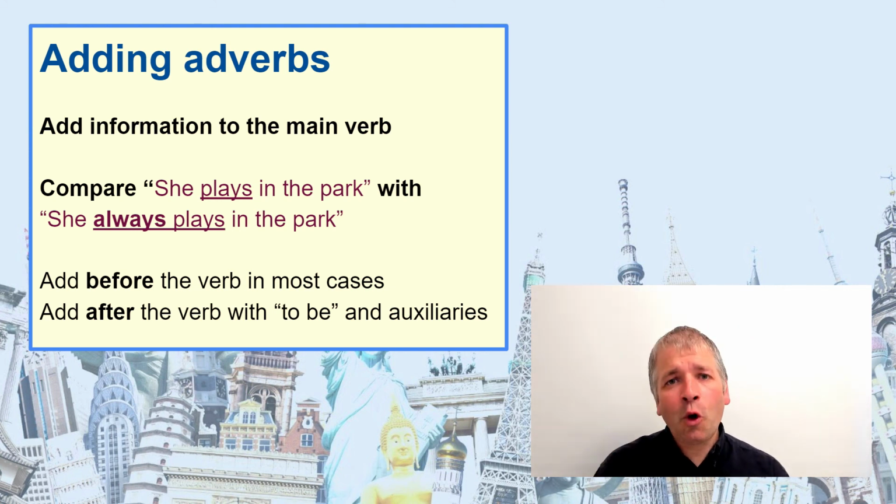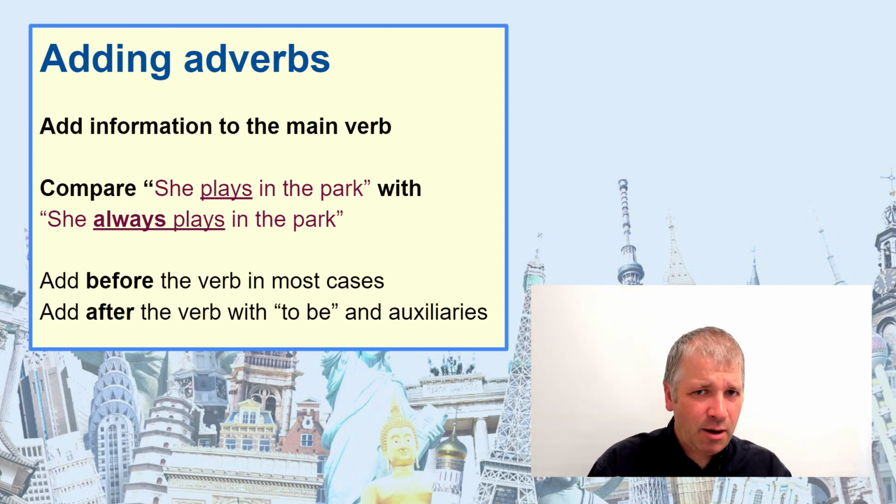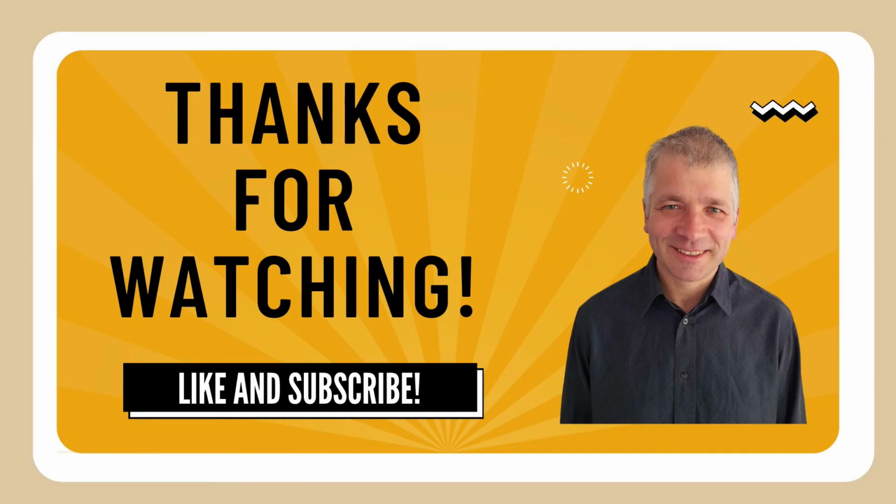So those are four ways that we can make a verb phrase. It's important to know this, because when we're identifying the main verb in the sentence, it's important to know where the verb phrase starts and where the verb phrase ends. So make sure you're confident in using all of those four methods for making longer verb phrases.